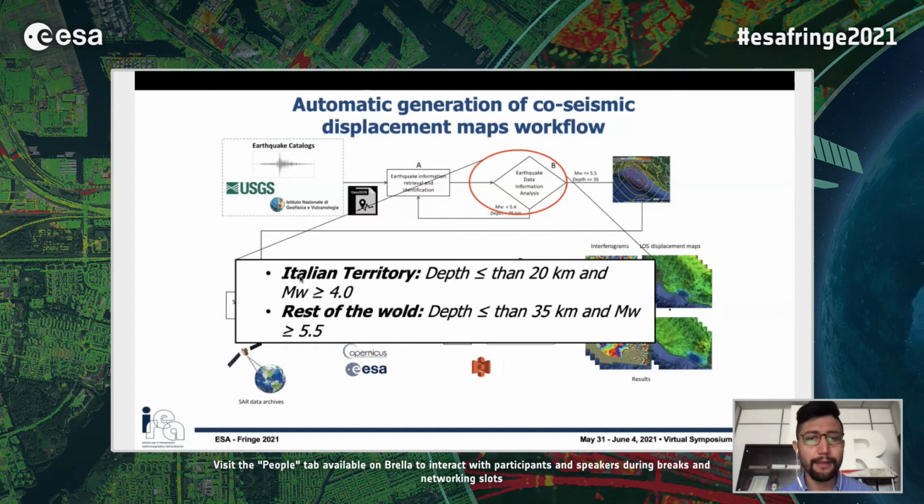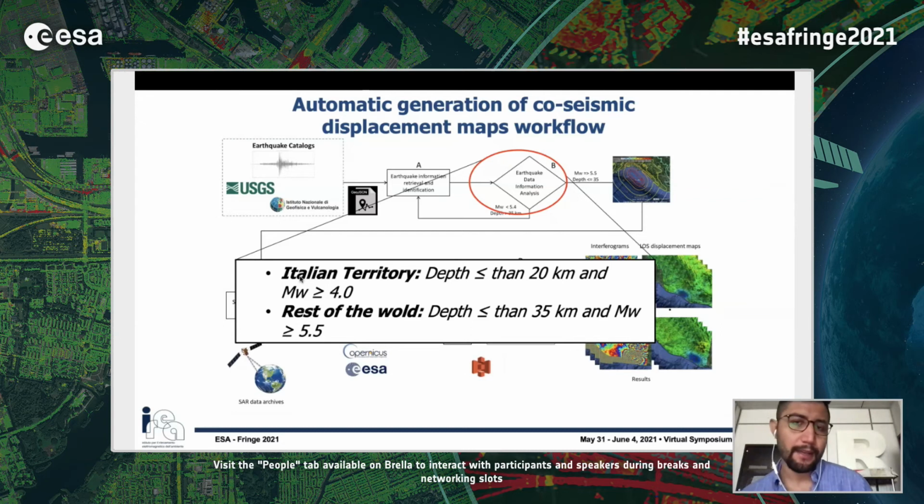For example, for Italian territory, as I explained before, we are working just with earthquakes of magnitude 4.0 and depth less than 20 kilometers. For the rest of the world, we have different criteria for selecting earthquakes. Just for example, we can put here magnitude 5.5 earthquakes with depth less than 35 kilometers. So this is the second criterion, the second filter.